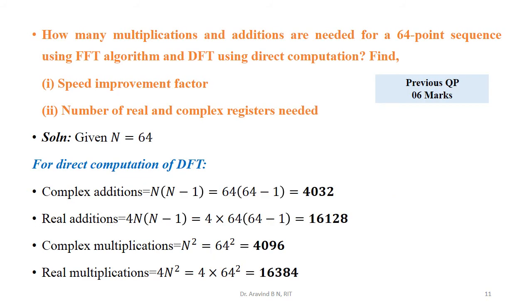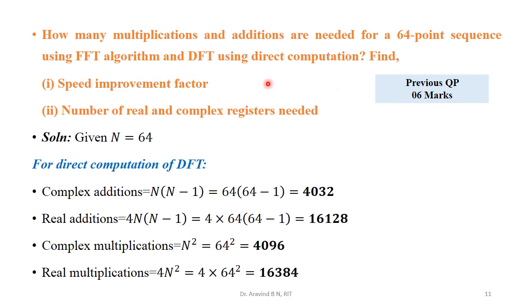Now let us get into one more problem. Statement: how many multiplications and additions are needed for a 64 point sequence using the FFT algorithm and DFT using direct computation? Find the speed improvement factor, and the number of real and complex registers needed. The same question has been asked in a previous question paper for 6 marks.